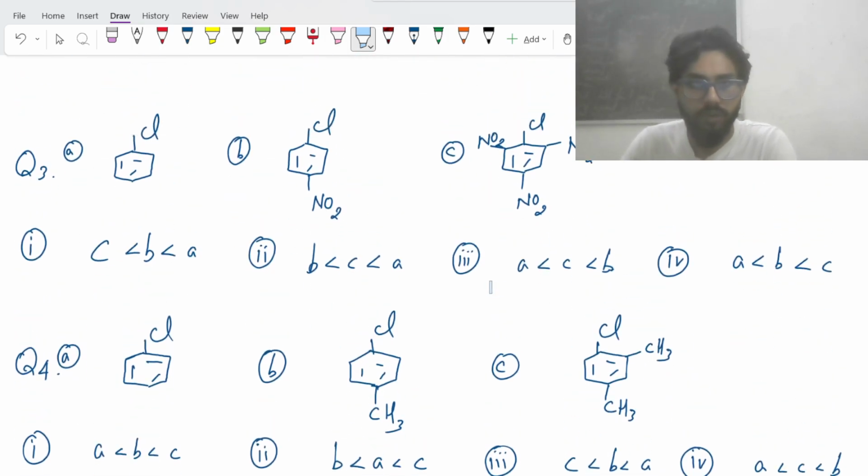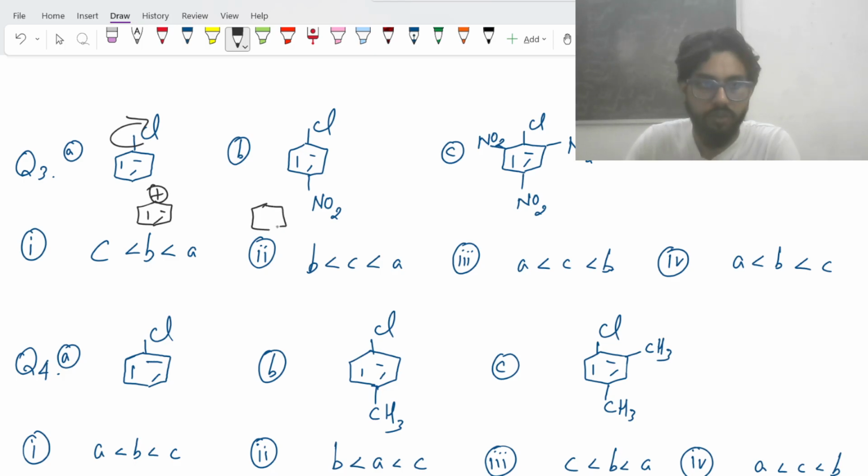Let's see this particular question. Here we also have the same kind of scenario. Let's remove the chlorine, and this chlorine will generate the positive charge. Here we have the positive charge. Again we have this positive charge and a nitro group at the para position.